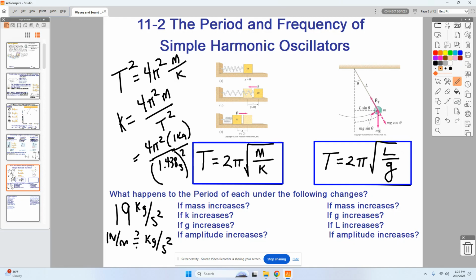The equation for that is the square root of L over G. Okay? I'm going to ask you some changes here. If I make that thing, instead of a half kilogram object, a 1 kilogram object, what should happen to the period? So instead of a half kilogram, I'm going to make it a 1 kilogram. What should the period do?